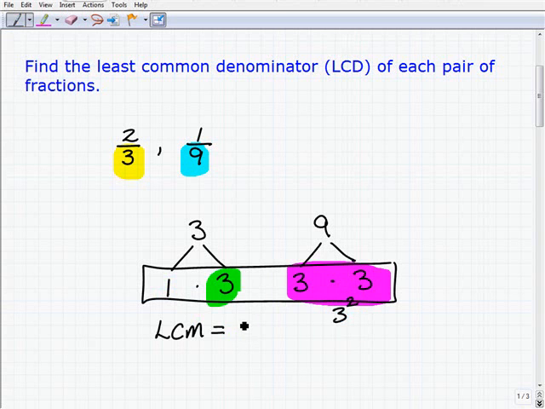Okay, so when we form our LCM, we have to take the highest power of this number. So we have a 3 to the first and 3 squared, so we have to use 3 squared. So the lowest common multiple is 9, which means that the LCD is 9. Recall that the LCM or the LCD is the lowest number that both of these numbers go into. If I ask you what's the lowest number that both 3 divides into and 9 divides into, that number is 9. Okay, so let's move forward.